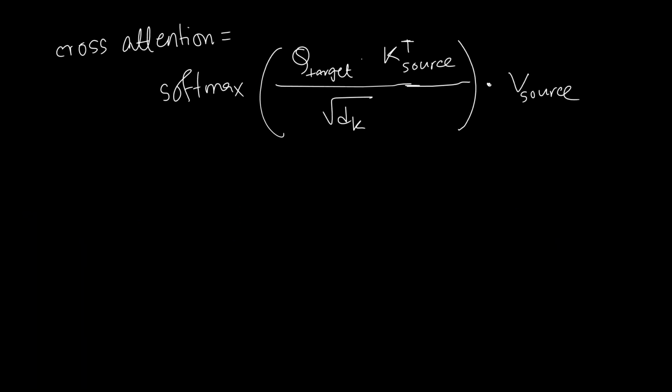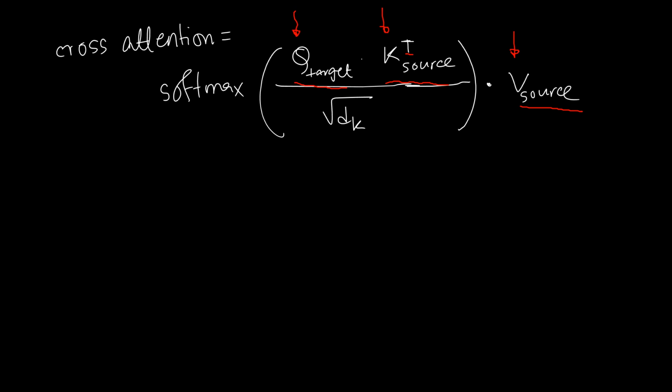So the new formula that we get for cross-attention is softmax of query of target times key of source transposed, divided by square root of dk, times value of source. So to calculate cross attention, we will use the query of target, but the keys and the values of our source. That is the only difference, but the overall formula, as you can see, is the same.